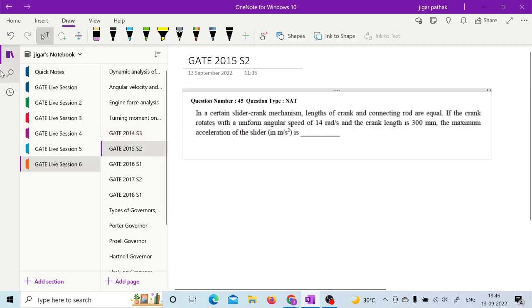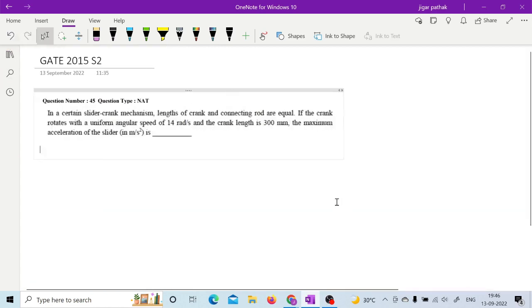Yes, the next one. So the next question is from GATE 2015 session 2. In a certain slider crank mechanism, lengths of crank and connecting rod are equal. If the crank rotates with a uniform angular speed of 14 radian per second and the crank length is 300 mm, then the maximum acceleration of the slider is. So can you try this question? Hello? Yes, sir. Please try and tell me what you are getting.